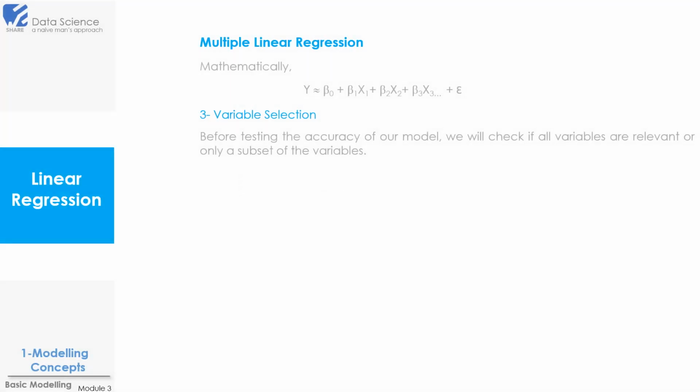Now in MLR, we have more than one variable. So it is important that we know which variables are relevant and which are not. Accordingly, we will include only those variables that are relevant to our model. This process is called variable selection.